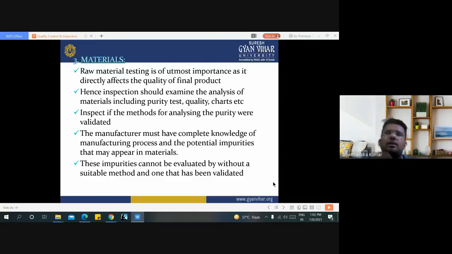Also, not only for inspecting the material, we also have to inspect the proper method which we are using to calculate the quality of raw material. The manufacturer must have complete knowledge about the manufacturing process and the potential impurities that may appear in raw materials. These impurities cannot be evaluated without a suitable method and one that has been validated.